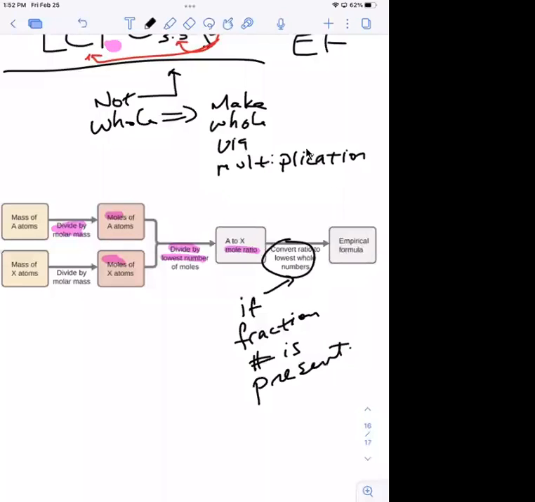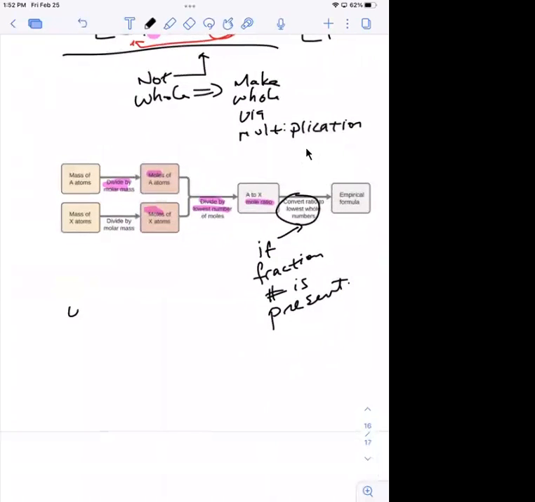All right. So I want you to work on this over the weekend real quick. I'm just going to give it as an on-your-own problem and then we're done. You have a sample. I'm just going to abbreviate this. So you have a sample that contains 0.13 grams of nitrogen and 0.32 grams of oxygen.